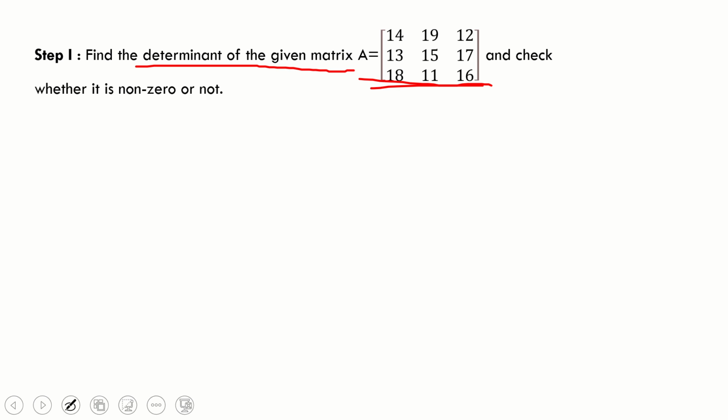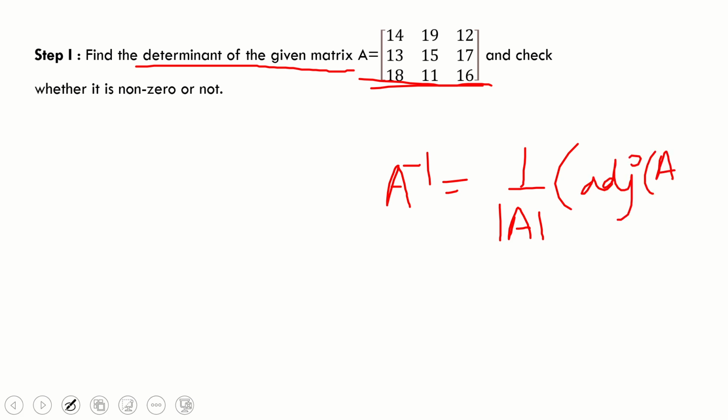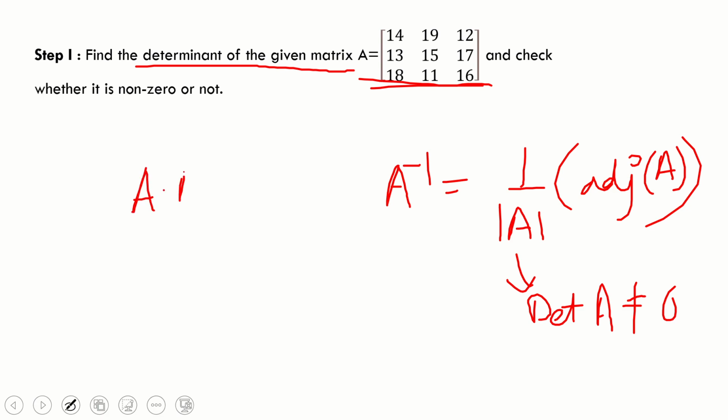Do you already know why we need to find the determinant before finding the inverse? Because we know the formula to find the inverse: 1 upon determinant of A times adjoint of A, right? If the determinant of A is equal to 0, then the inverse does not exist, you know already. If it is not equal to 0, then the inverse exists. This is a shortcut for class 11 and 12 students. And you also know A into A inverse is equal to I.